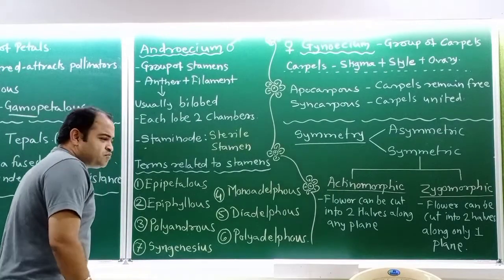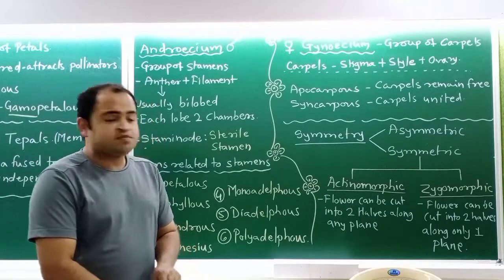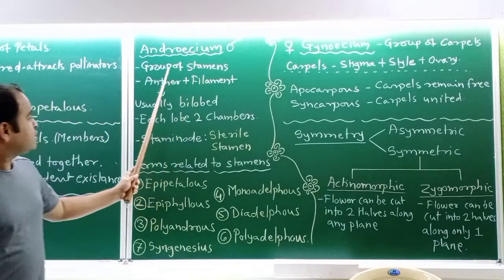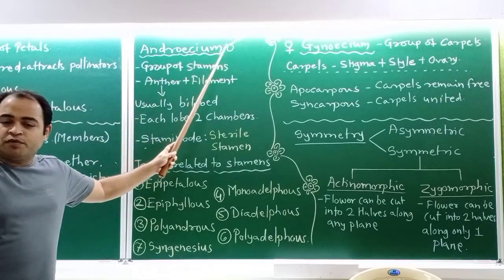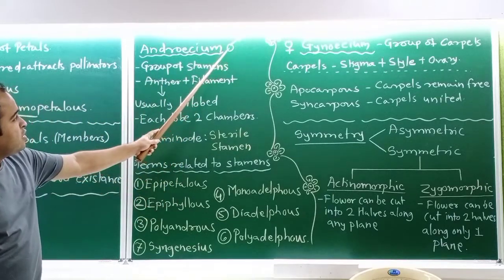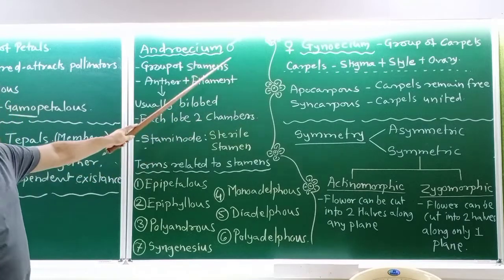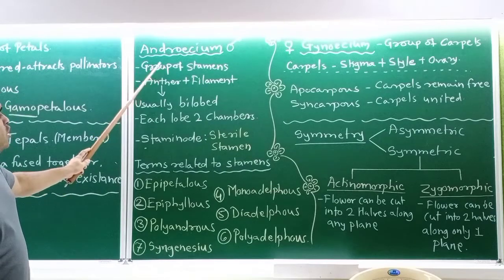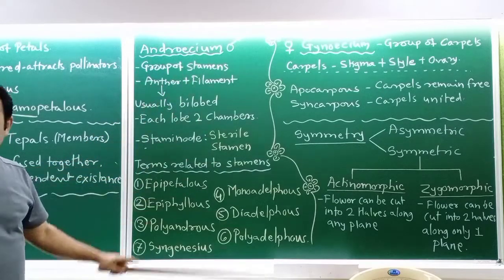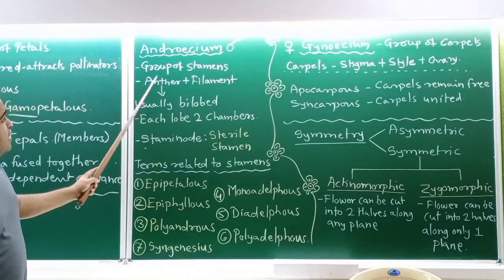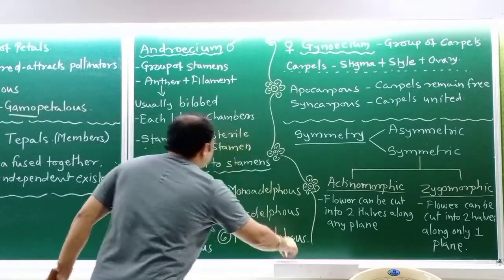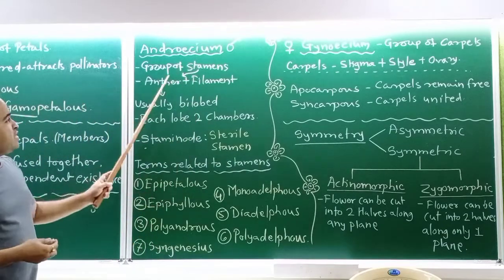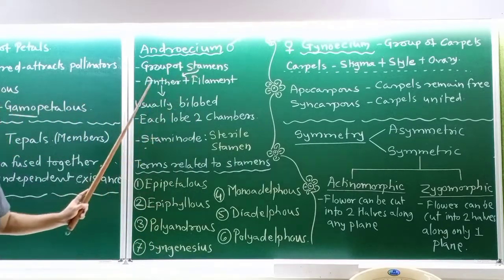So this is the last board and the very last part of this lecture, which is about androecium and gynoecium. Androecium is a male reproductive part, which is shown with this unique and universally accepted symbol. Then let us think about what androecium is. It's a group of stamens. What is a stamen? Anther plus filament. So I can show it like this. Anther plus filament, that is a stamen. It's a group of stamens.